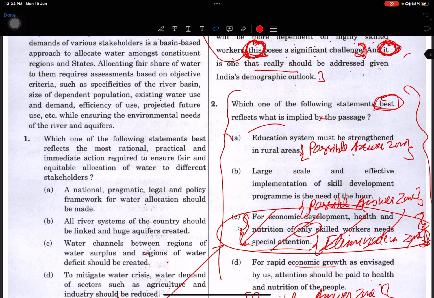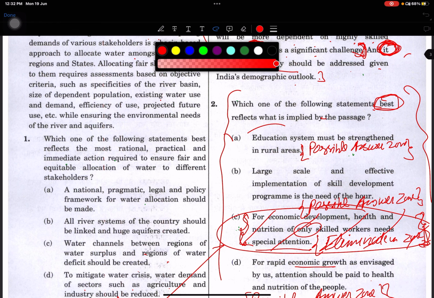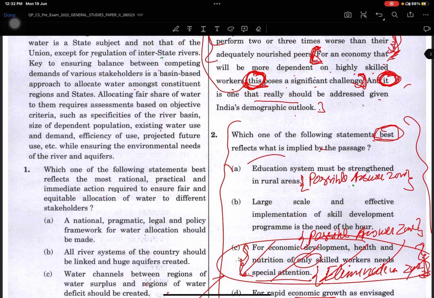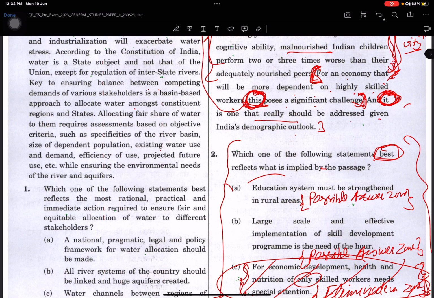I will change the color so that now coming to option A. Education system must be strengthened in rural areas.